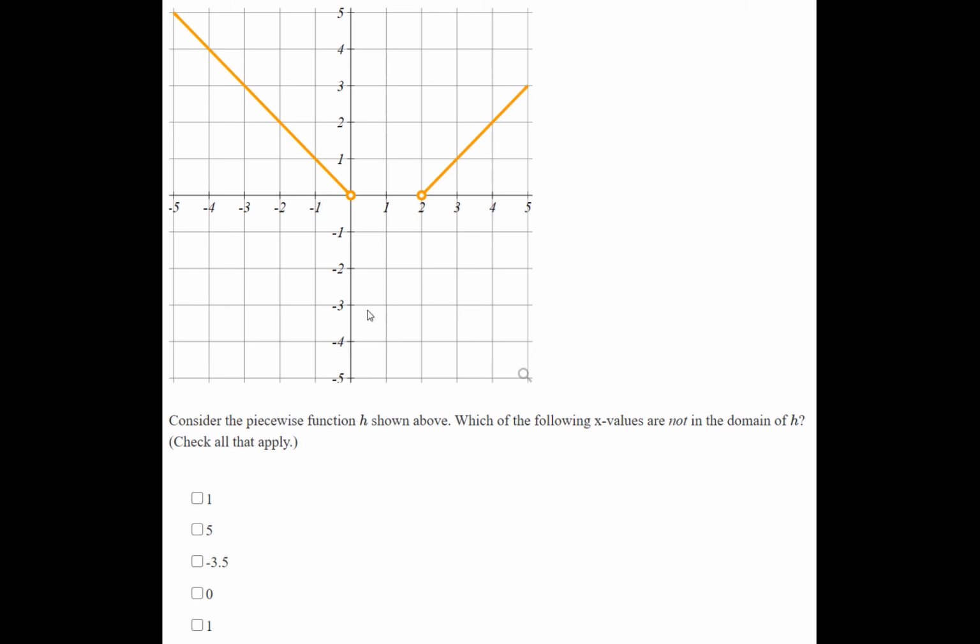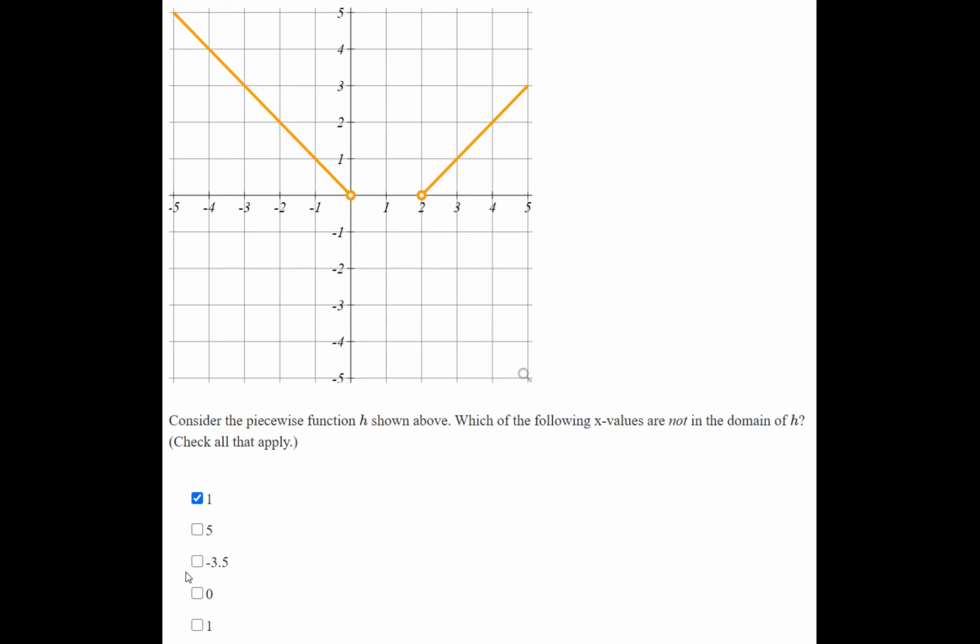So positive 1. Positive 1, if you go up or down from 1 in either direction, you don't run into any graph. So it's not part of the domain of the function. 5, however, if you go from 5 upward, you run into this point. So that is contained in the graph. So that means we don't want to check it.